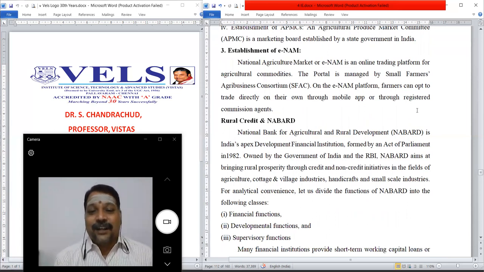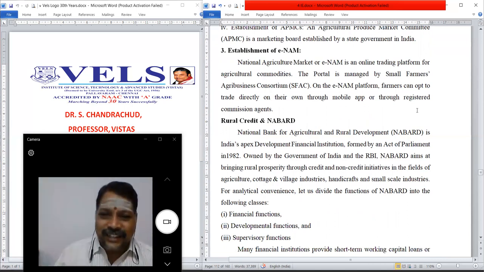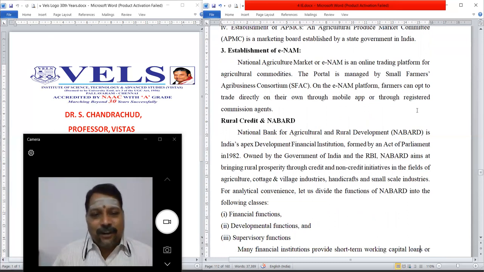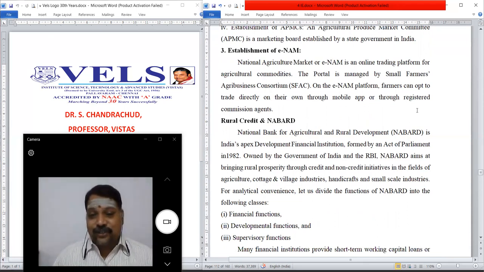For that, they started the National Bank for Agriculture and Rural Development. NABARD, which is the apex development institution, is meant only for the agricultural sector. It was started in 1982 and is owned by the Government of India. NABARD aims to bring about rural prosperity through credit and non-credit initiatives in the field of agriculture, cottage, or village industry. To some extent, they also help handicraft and small-scale industries. At present, NABARD is giving all sorts of agricultural credit to farmers and for allied activities and business crops.